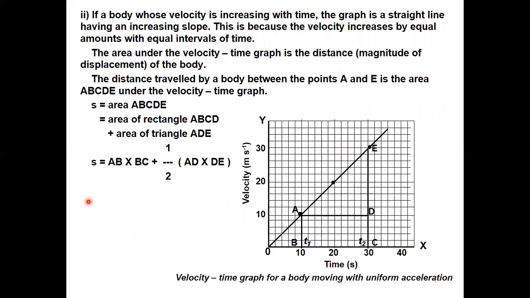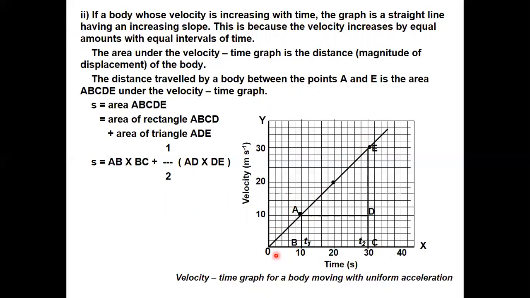Next, if a body whose velocity is increasing with time, the graph is a straight line having an increasing slope. This is because the velocity increases by equal amounts with equal intervals of time. See children, here along the y-axis we have again taken velocity and time along the x-axis. Here the velocity is increasing with increasing time.